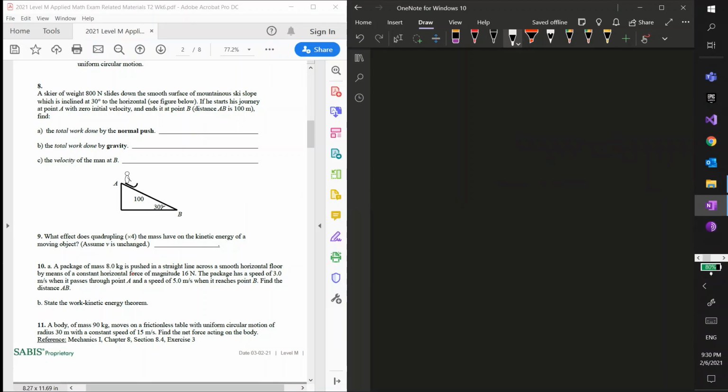Okay, so question 10. A package of mass 8 is pushed along a horizontal floor, smooth horizontal floor, meaning there's no friction, by a horizontal force of 16 newtons.